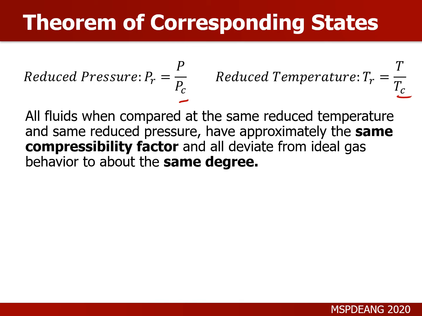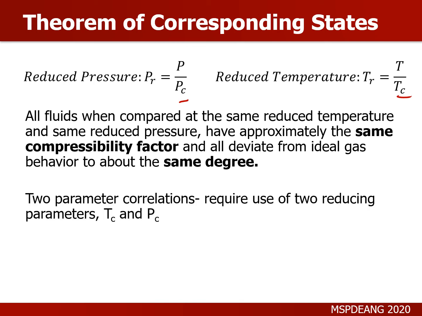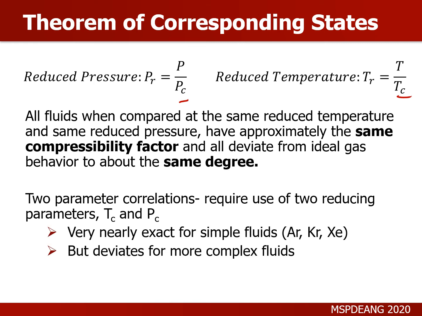Okay? So we have what we call two-parameter correlations, which only require the use of two reducing parameters, which are TC and PC. And the van der Waals EOS is one of these correlations, okay, which require the use of TC and PC. Okay. However, this is accurate for simple fluids such as argon, krypton, xenon, the other noble gases, but nagde-deviate sila for more complex fluids. Okay.